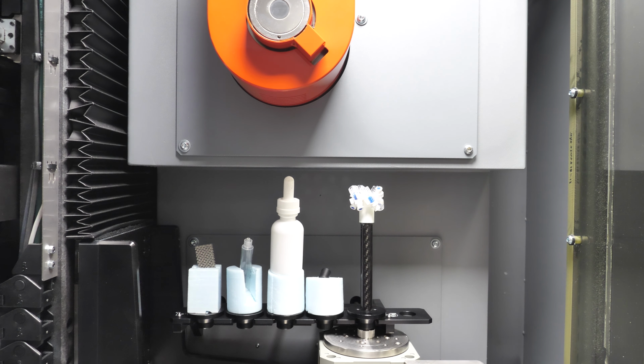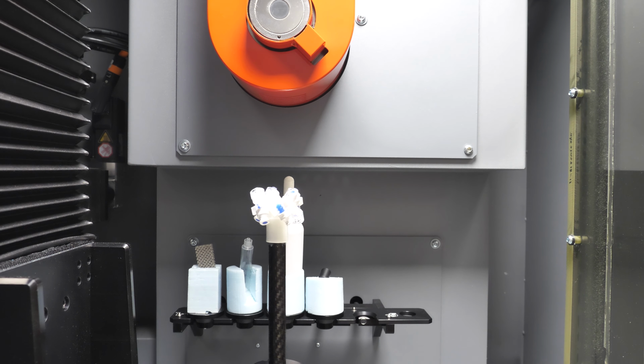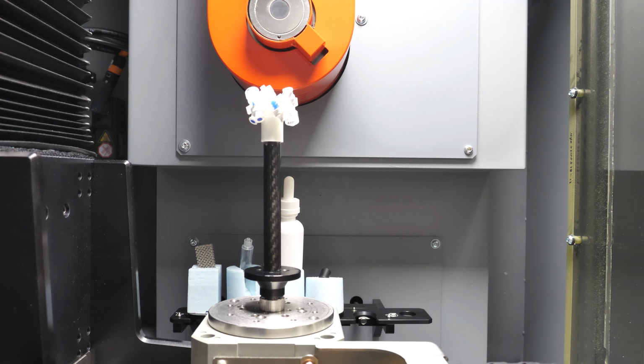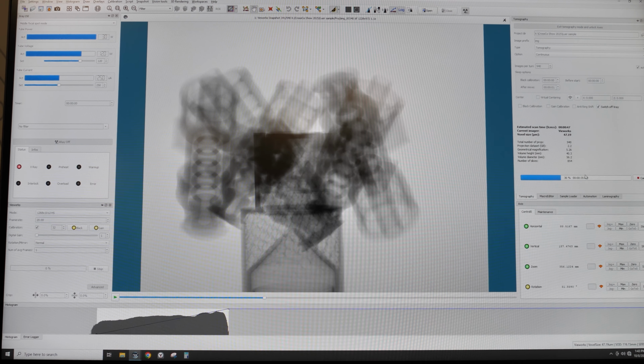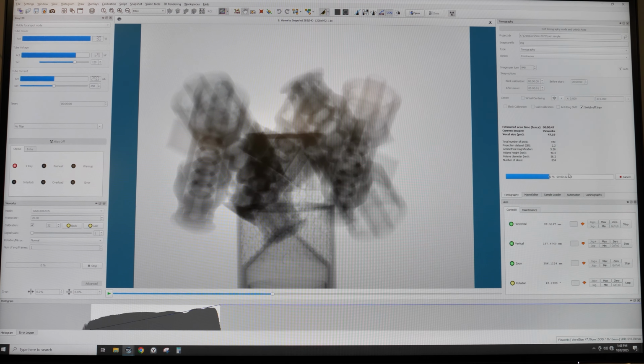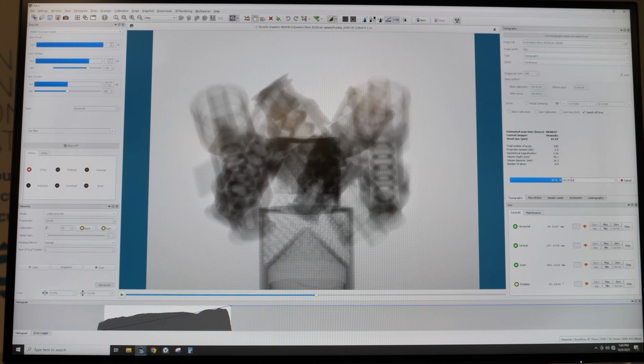We have our part in the system and we have X-rays going through the part, and we can acquire radiographic images like this. To do a full scan, we take images of the part at thousands of different angles so we can get a full 360-degree picture of the part.